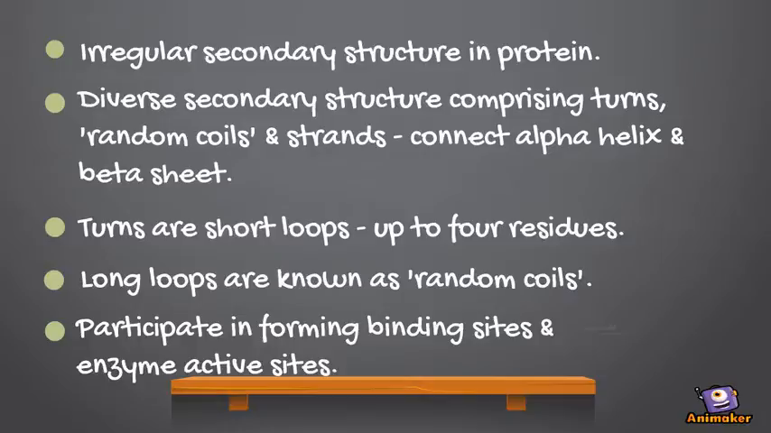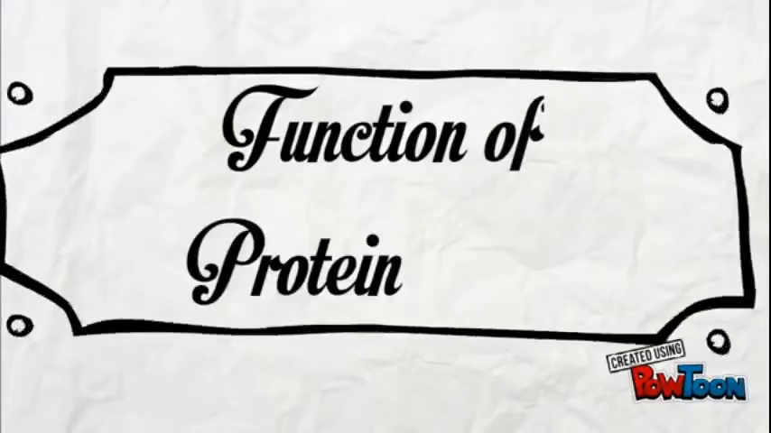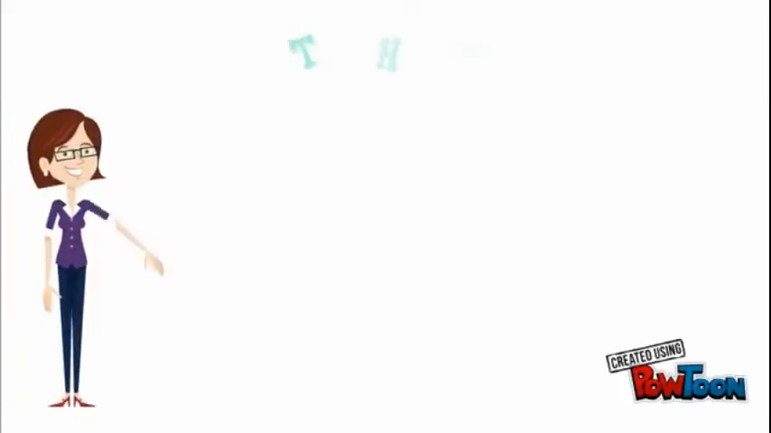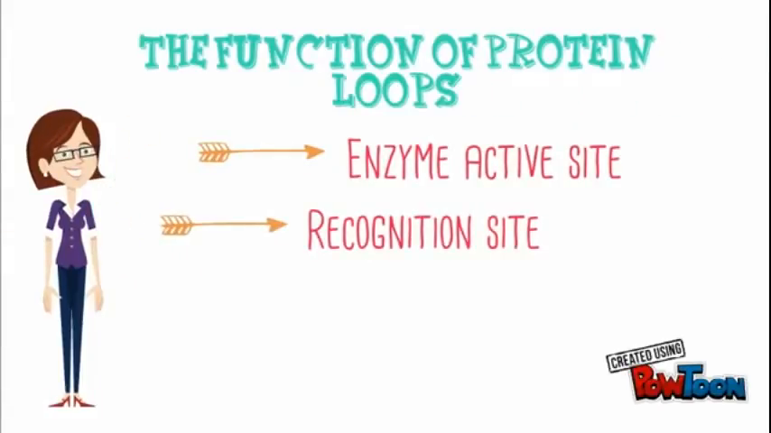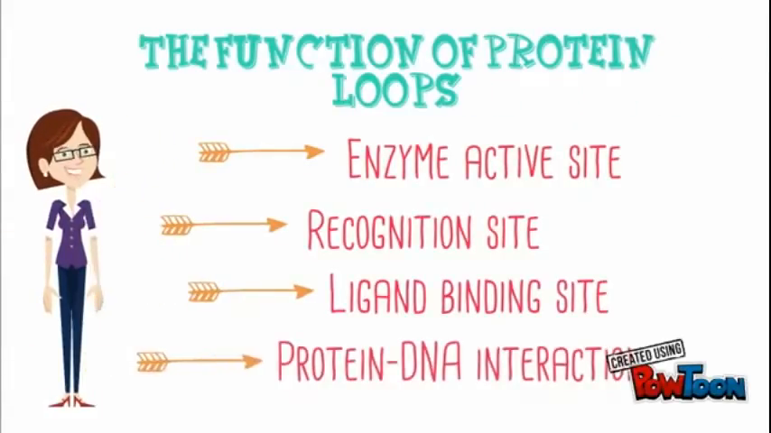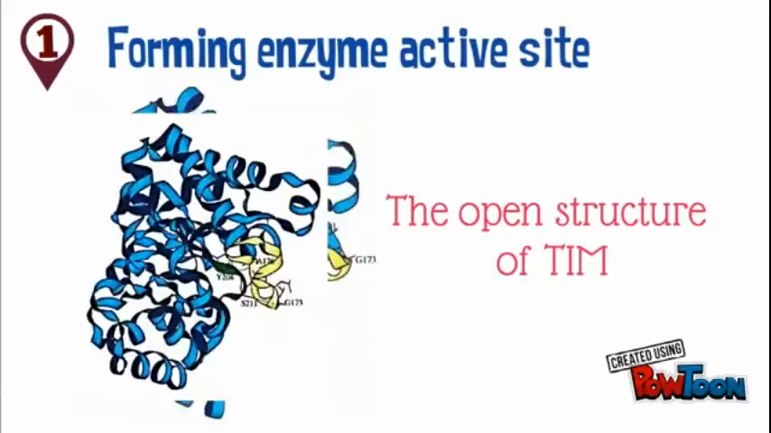Loops can be found on the surface of the molecule and contain polar residues, which participate in forming binding sites and enzyme active sites. Protein loops can function in 4 different ways: forming enzyme active sites, as recognition sites for antigens, as ligand binding sites, and also in protein-DNA interaction. A protein's function depends on the ability of its loops to adopt different conformations.